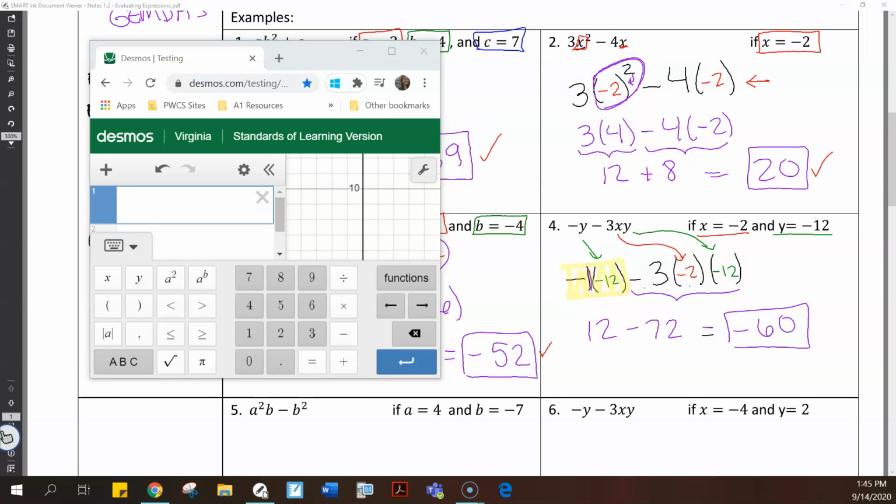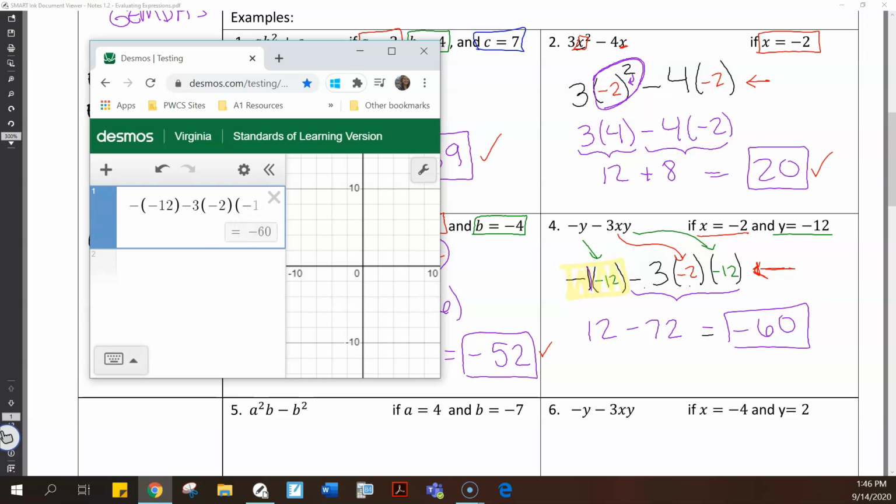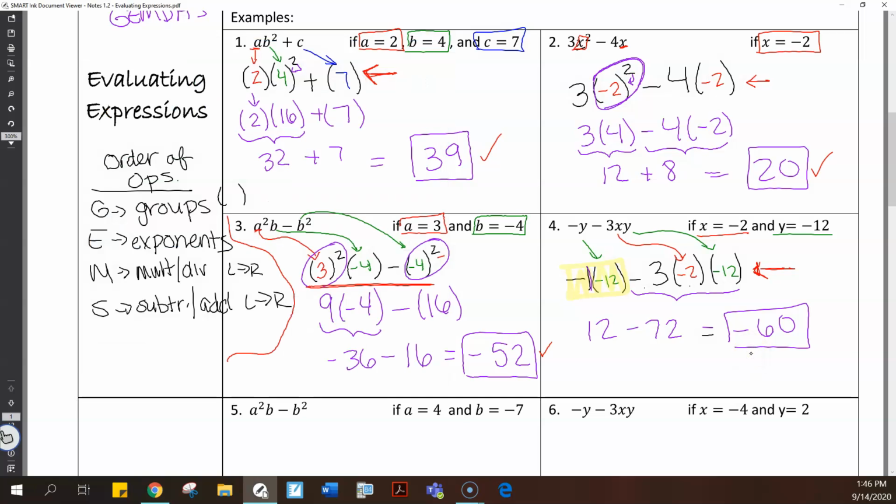And of course, I'm going to check that in Desmos or on my TI calculator if that's what I happen to have. So I'm going to take my substituted version and I'm going to plug it in exactly the way I see it. -1, you can leave the 1 or you can leave it off like we did when we had it originally. Parentheses -12, parentheses 3, nope, -3, parentheses x, which was -2, parentheses -12. When I put all that together, I got -60, which is what I got when I did it with order of operations as well.